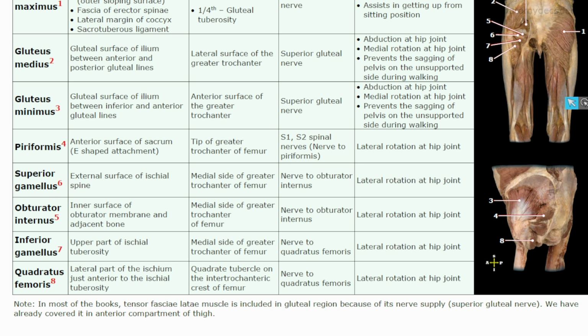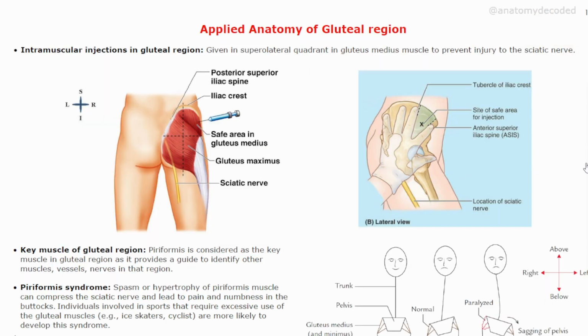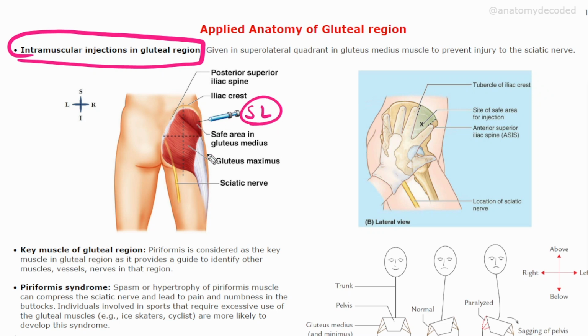Okay, now let's learn about the applied anatomy of the gluteal region. So a very important topic is this, intramuscular injections in the gluteal region. Okay, very frequently injections are given here in the gluteal region. Okay, and the area to give it is the superolateral quadrant. Okay, gluteal region we can divide into 4 quadrants. This is superolateral, then this part is superomedial, this part is inferomedial, this part is inferolateral. Okay, injection has to be given in superolateral quadrant.